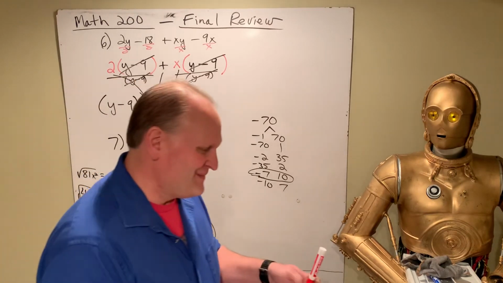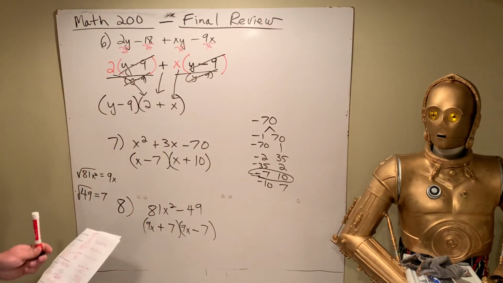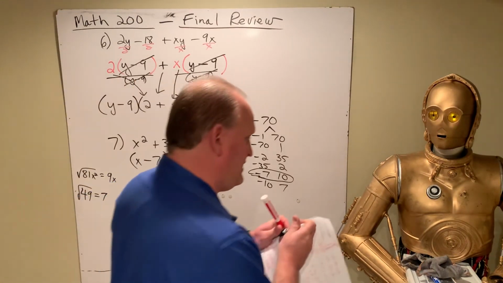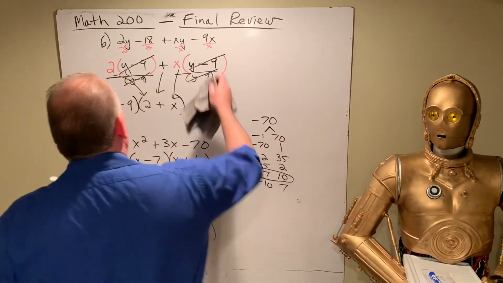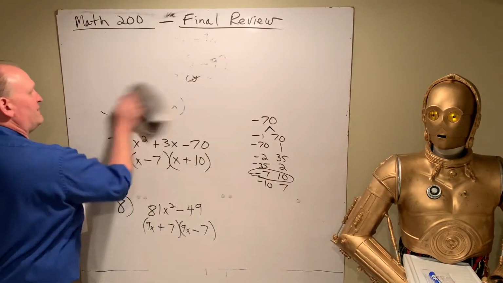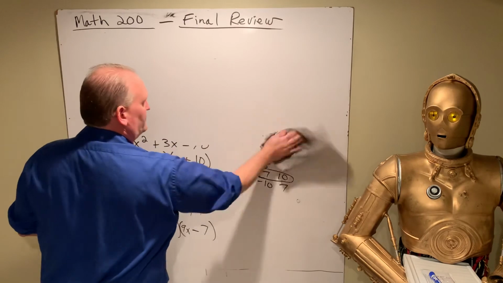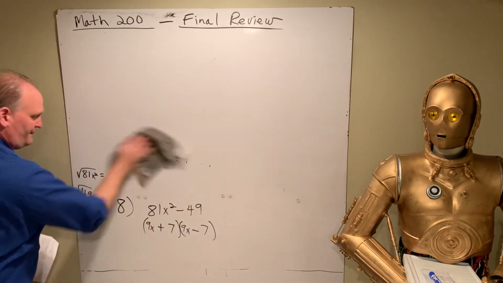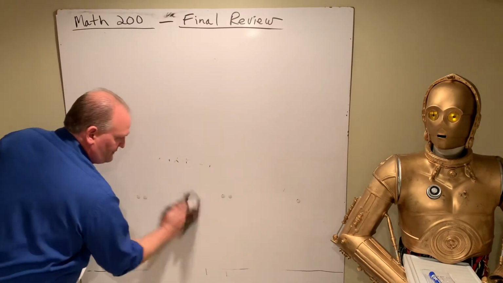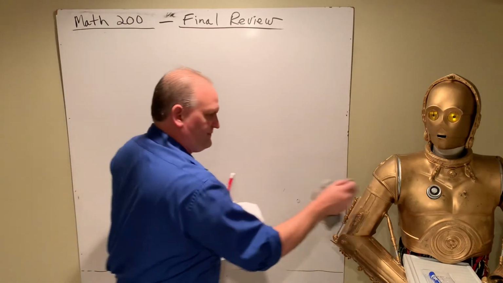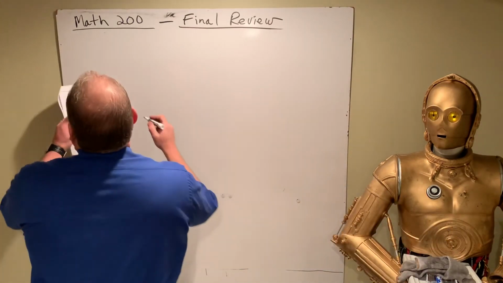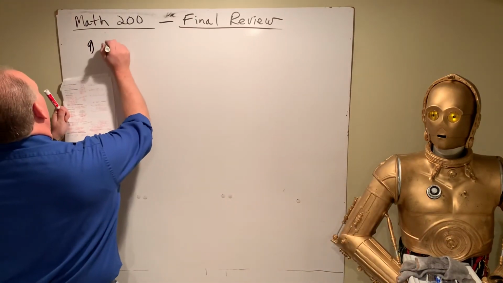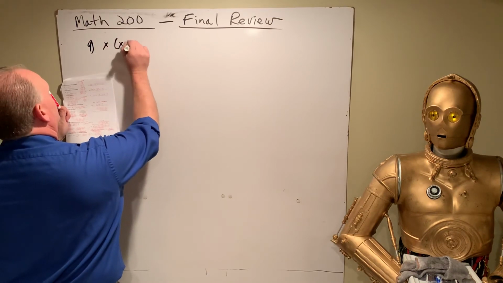All right. Okay. Here, let me do 9 and 10, and then we'll stop this video because it's getting long, and I'll do a second video with the other 11 through 20. So let's do 9, which is x plus 10.